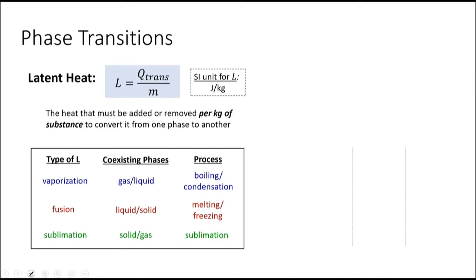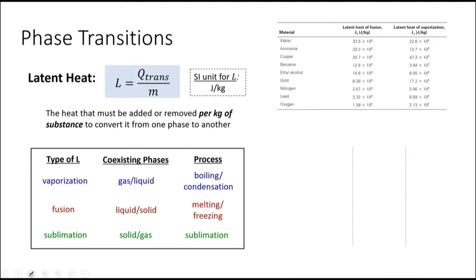If instead you're thinking about a transition between solid and liquid states, in other words, melting or freezing, then what you need to look up in a table is the latent heat of fusion. And finally, if you're talking about sublimation, a change between a solid and a gaseous phase, then you need to look up the latent heat of sublimation.